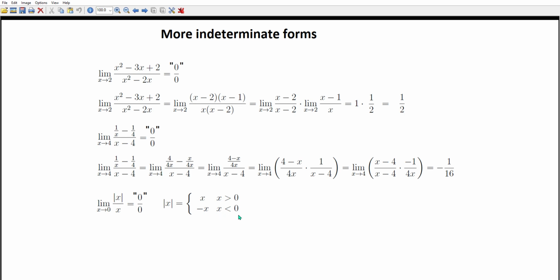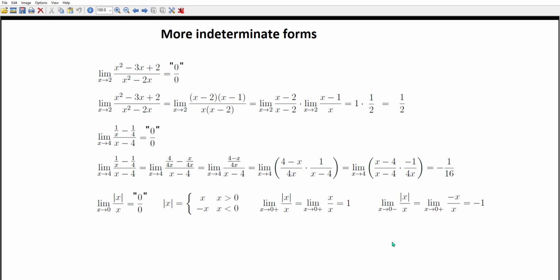And what we're going to do then is break this into two one-sided limits. The limit as x goes to 0 plus of absolute x over x. Well, the absolute value of x is x when x is bigger than 0, which it is here. So we get the limit as x goes to 0 plus of x over x, which is 1.